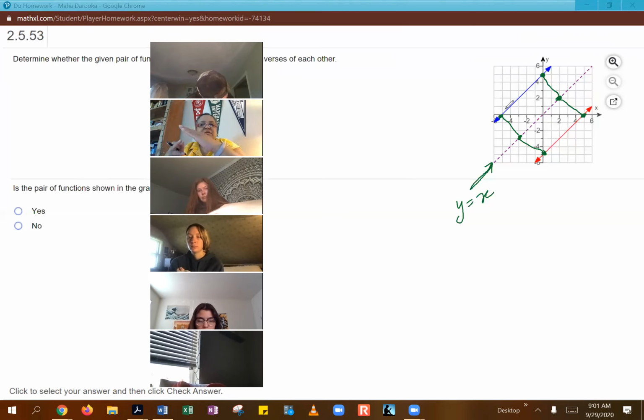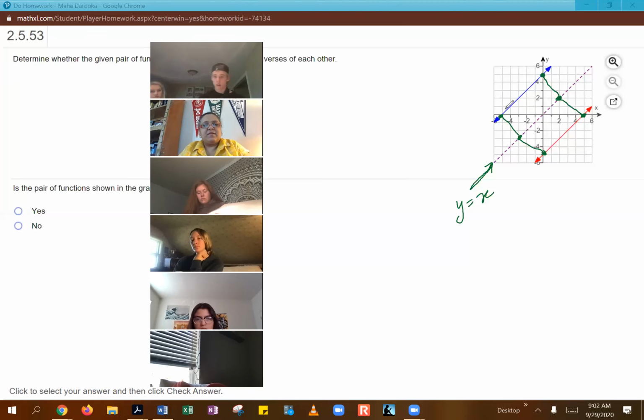Or imagine if we fold our graph along that dotted line, will the two graphs coincide? Kind of like what we talked about in symmetry. Will those two graphs overlap? So looking at that, what can you say? Do you think these two graphs are inverses of each other?